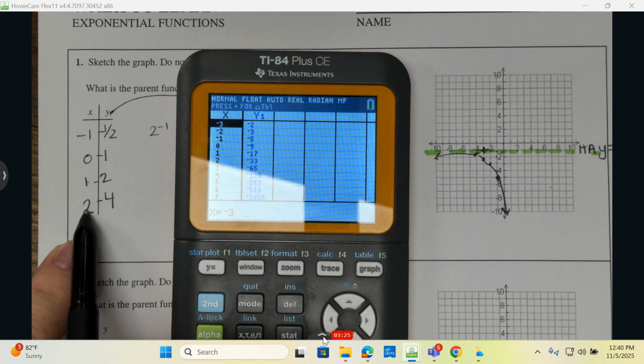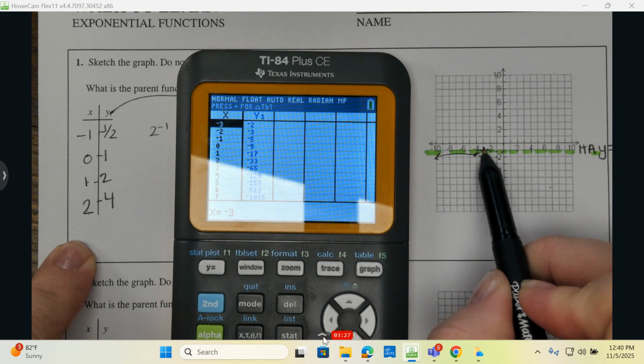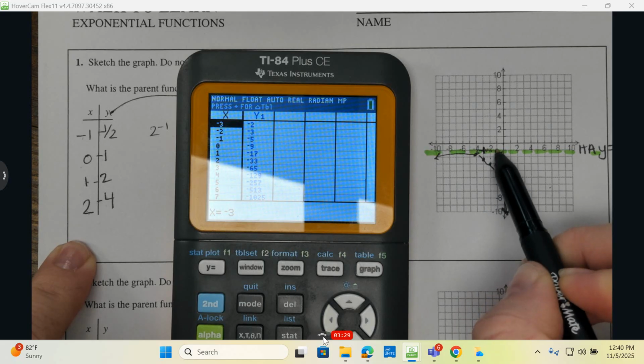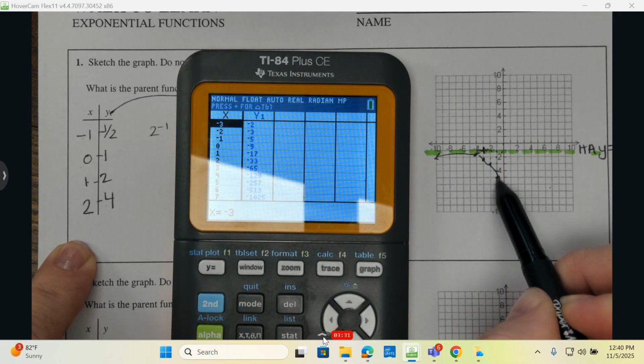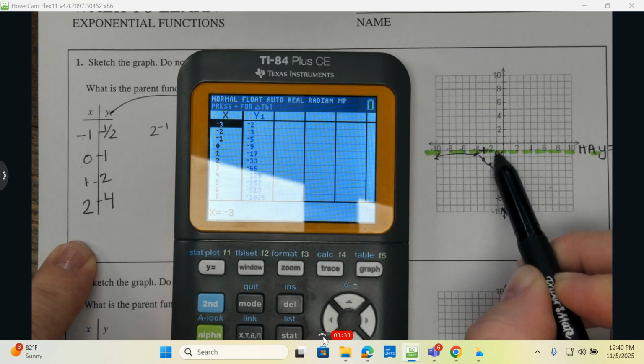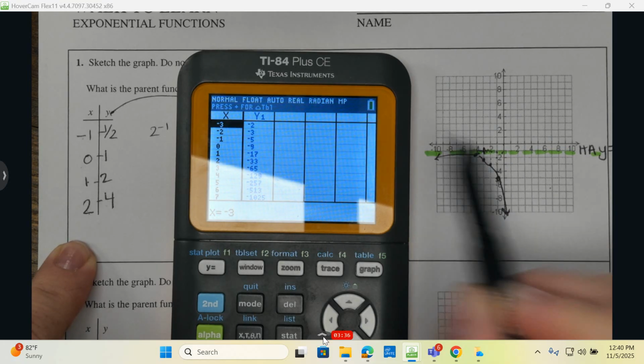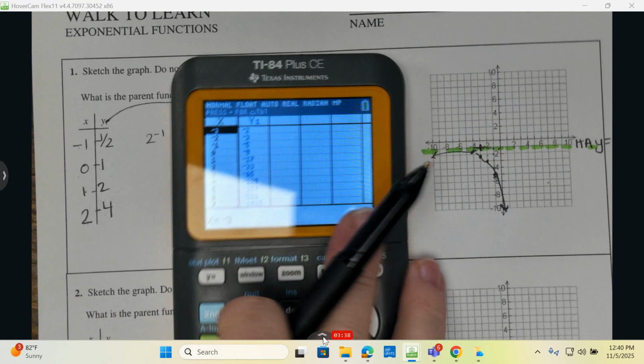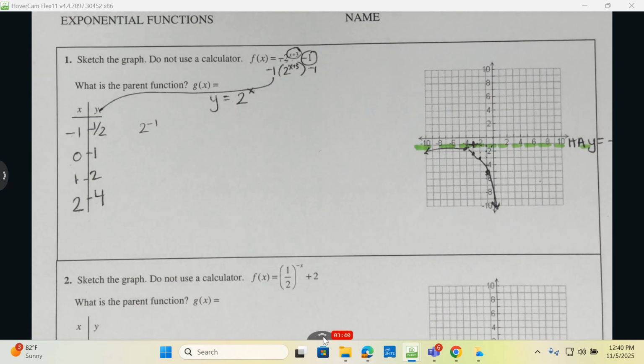Another one says 2 to the right and down 4. So from this point, 2 to the right would be -1, and down 4 would be down to -5. So I believe that -1, -5 should be on this graph. We can see -1, -5. I'm feeling confident that I correctly sketched the graph of this function.